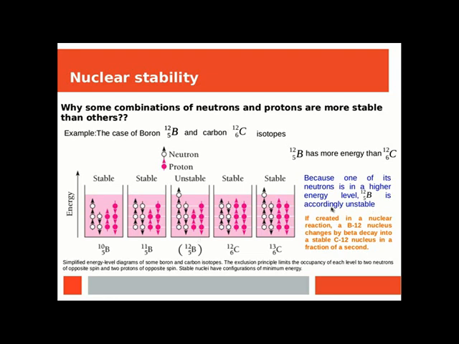If in any nuclear reaction boron 12 is produced, it immediately disintegrates into carbon 12. It immediately changes itself into carbon 12 by emitting out a beta particle. By emitting a beta particle, it converts this extra neutron into a proton, and the proton comes and sits over here. So from an unstable arrangement, in this way it acquires a stable arrangement.